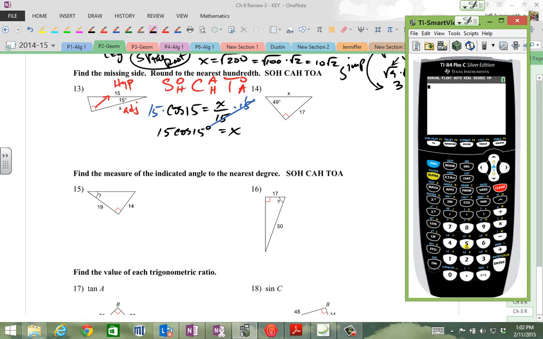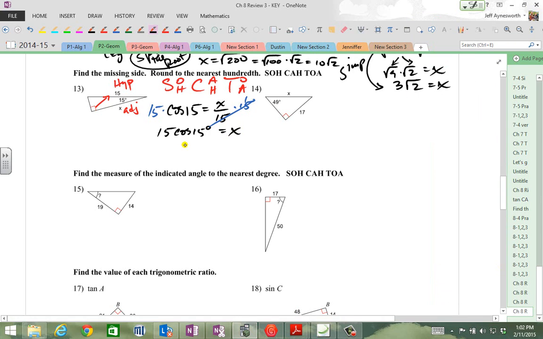And then you kick in your calculator here, you go 15 times the cosine of 15 degrees, and you get about 14.49. Excuse me, it's not an angle. So 14.49. It's a side length. Now, my answer should be a little bit less than 15 because the hypotenuse is the longest side. And I got a number less than 15, which is good.